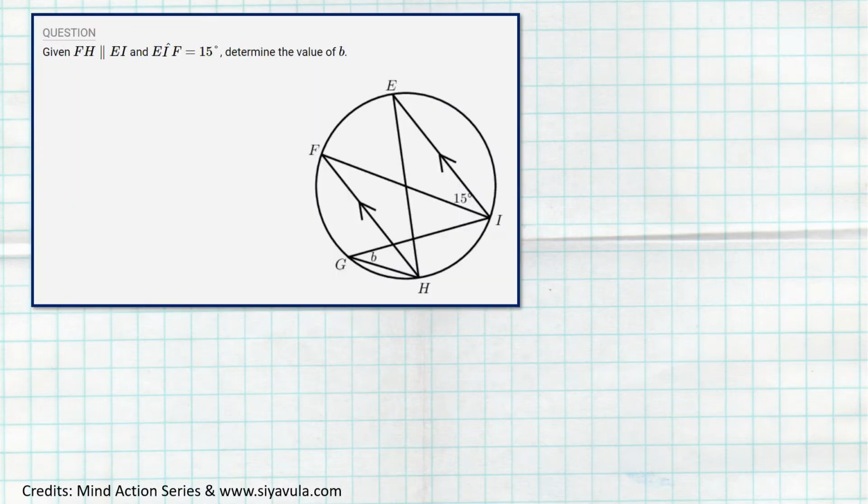Okay, let's also take a look at another interesting, quite relational example. You are given that FH is parallel to EI, and we can see they use the symbol for parallel lines to show us that. They're saying angle EIF is equal to 15 degrees, and they've indicated it there, and they want us to determine the value of B. How can we solve for the value of B now?